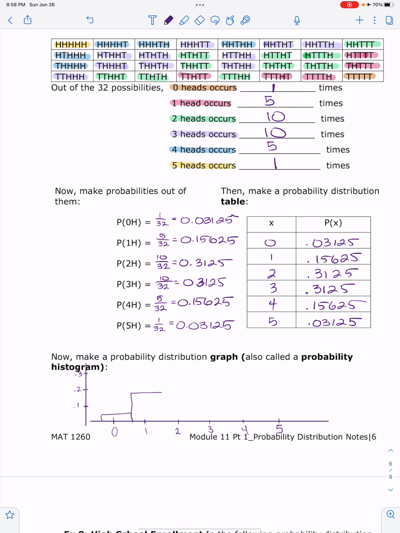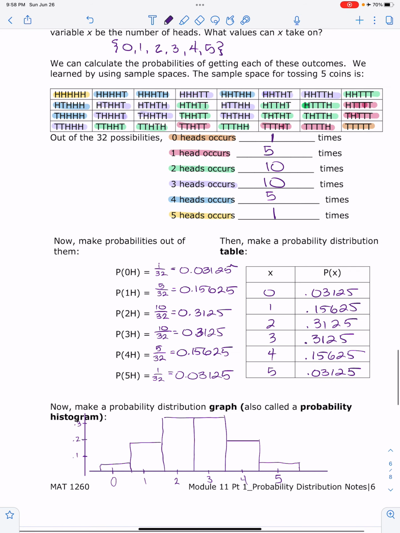But realistically, as I'm figuring these out, anything 0.5 or above, I would round up to 1. Anything 1.4 or below, I would round down. So that 2 heads and 3 heads were the same. 4 heads is the same height as 1 head. And then 5 heads the same as 0 heads or 5 tails.